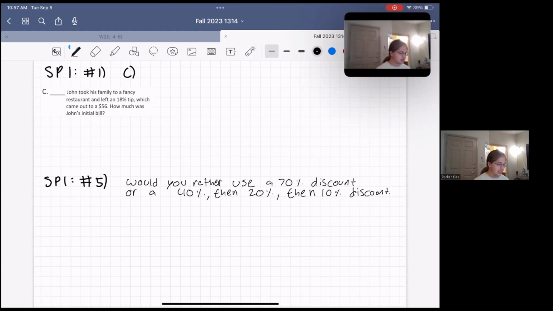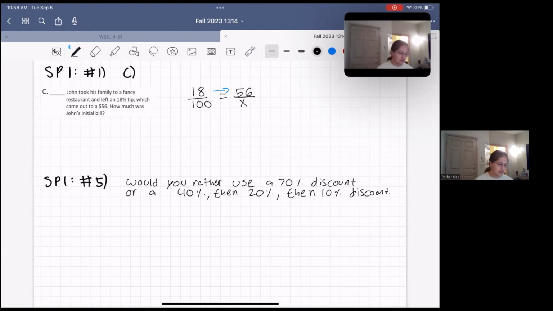So in this problem, we're saying he left an 18% tip, which was $56. The easiest thing to recognize is the 18% tip, right? So we're going to have 18 over 100, because 18 is our part and 100 is our whole. And then we're looking for our whole, our total bill. Since $56 was our 18% tip, it's the part, so we put it on the top. And now we're looking for X, our whole.